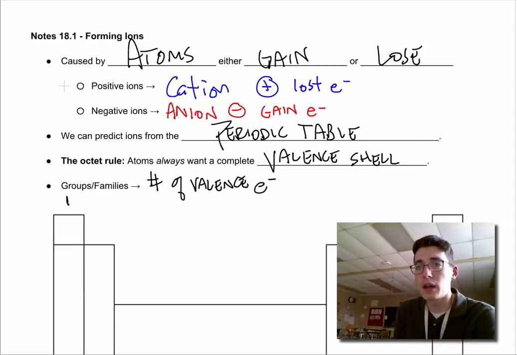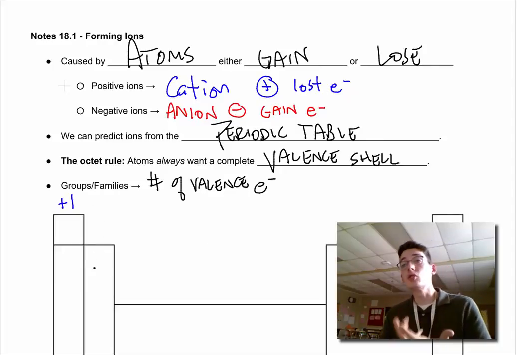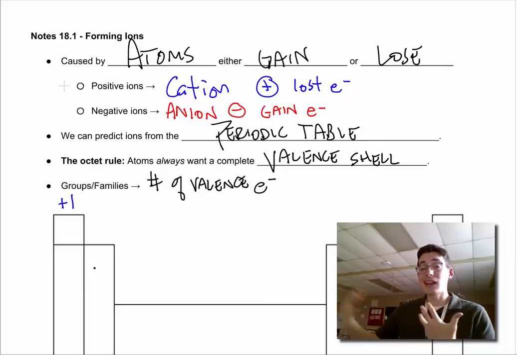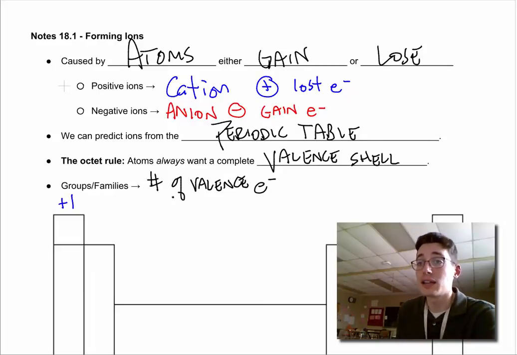If I'm in group 1, I have 1 valence electron. Let me erase this, we're going to color code this guy. If I have 1, it's easier to lose that 1, donate it, and come back to an empty or full core shell. So we're going to call this guy a positive 1 ion, a plus 1. He loses his electron, meaning he's positive, so we're going to stick with blue. Group 2, I have 2 valence electrons. 2 is much closer to emptying than it is to gaining 8. So we're going to call this a plus 2.